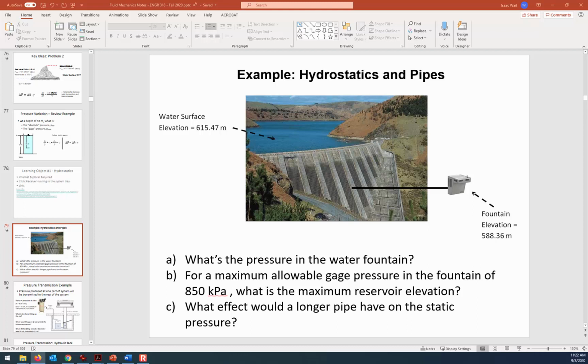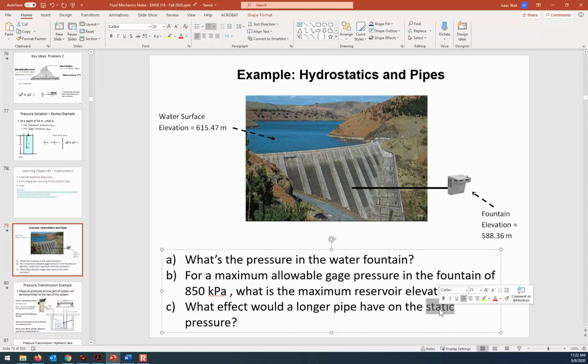Because the only variables that we have for this are the difference in height. So as long as the pipe gets the fluid connected, it doesn't matter how long it is. It's just about its height. That's exactly right.